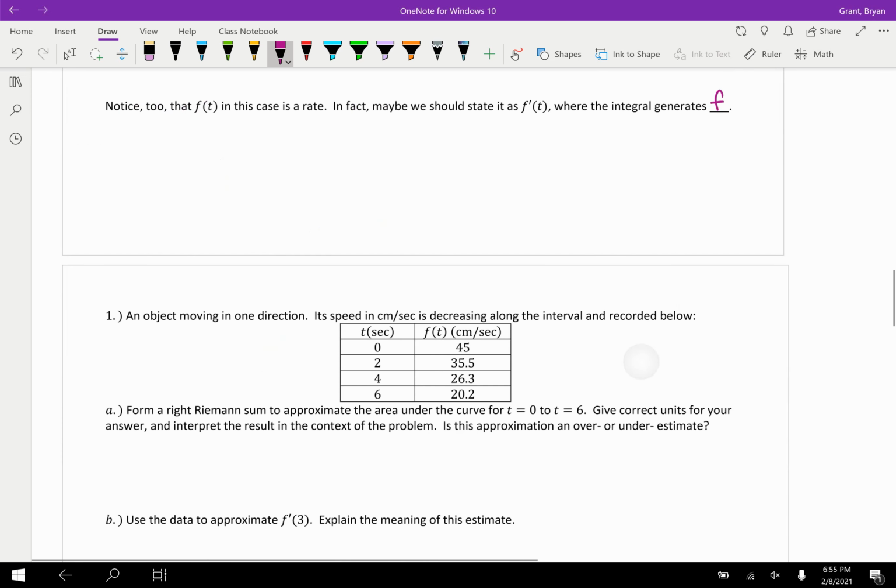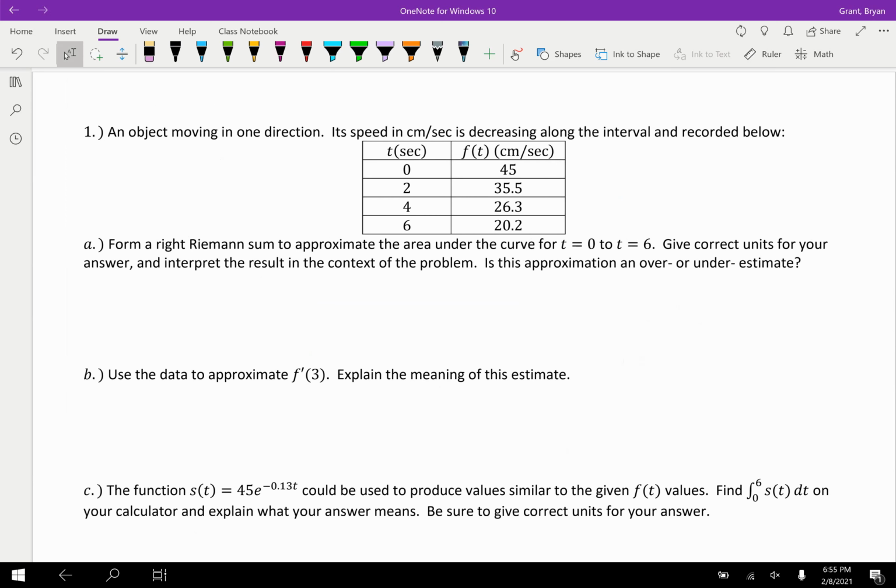Okay, enough jargon. Let's put this into practice. An object is moving in one direction. Its speed in centimeters per second is decreasing along the interval and is recorded below. All right, so we see time in seconds, and we see f of t, which is in centimeters per second, going down here. So let's go ahead and form a right Riemann sum to approximate the area under the curve for t equals 0 to t equals 6.